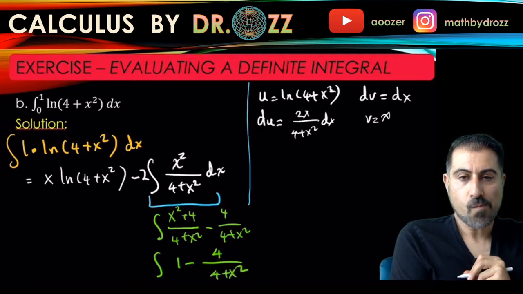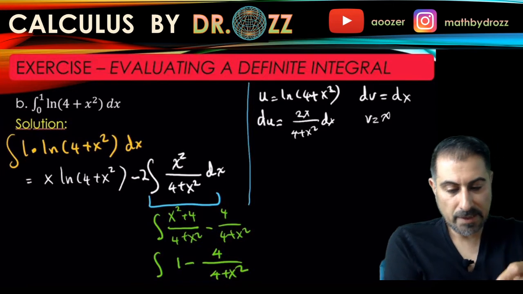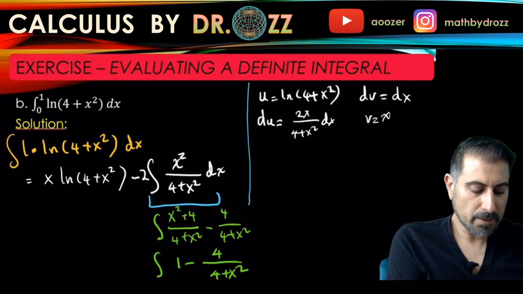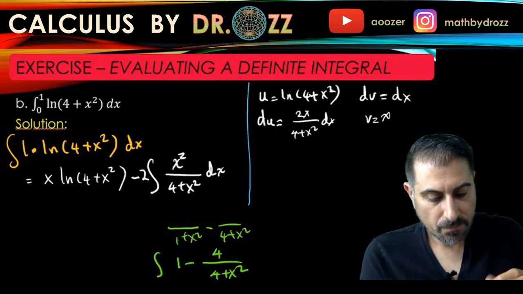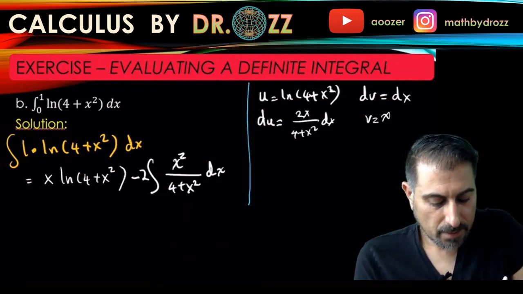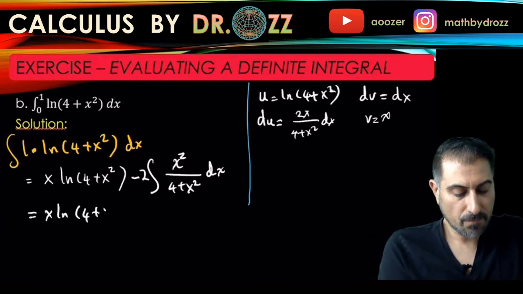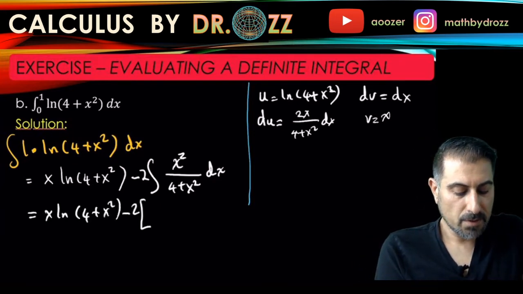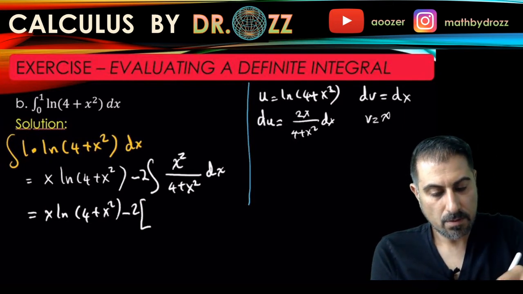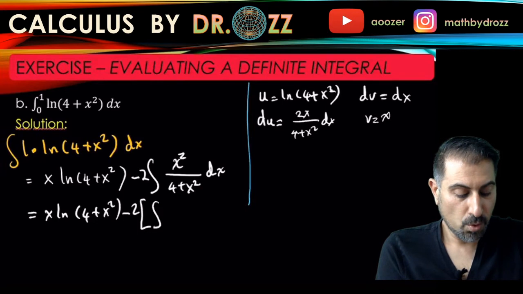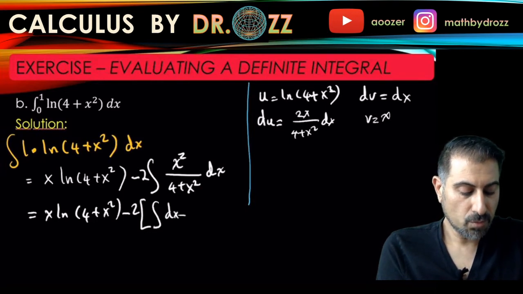Think about this, and I'm going to erase this part and just write the final output in the next step. Okay, there we go. So it's x ln(4 plus x squared) minus 2 in the bracket, the integral of 1 dx minus 4 dx over 4 plus x squared.